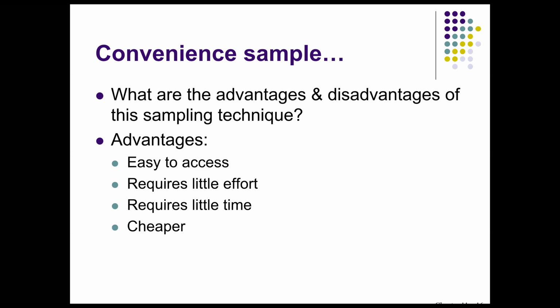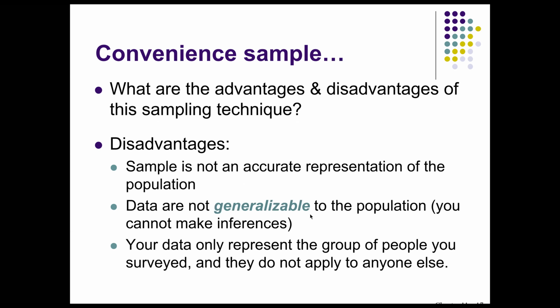So the advantages are pretty obvious. Just showing up at Oviatt Library doesn't take much time or effort on your part. You could probably get a survey sample of several hundred people in just a couple hours. And so it's easy, it's cheap, it takes less time than a probability sample would. The disadvantages, though, are pretty serious.